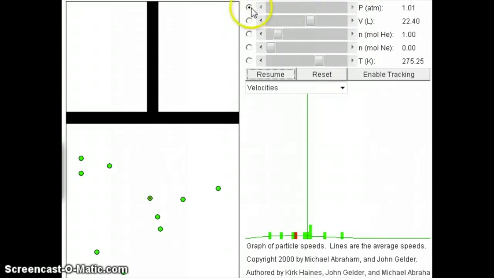Pressure right now is marked with this. I can move it here to volume, but right now let's say I mark pressure. So if I were to change volume, the pressure would change correspondingly. Everything else will be fixed. So in other words, the only thing that's changing is the pressure and the volume.